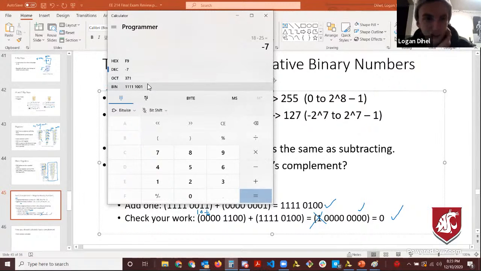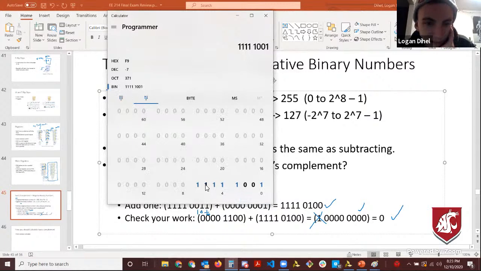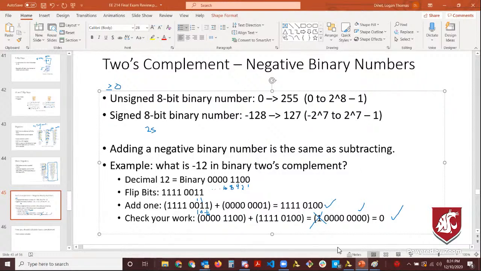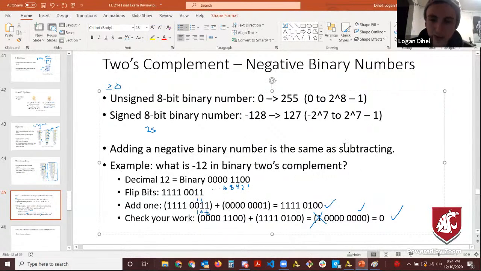So I encourage you guys to use this to check your work. You also have this mode, which lets you flip the bits individually, which is kind of cool. You can see exactly how they change. And if you have a Mac, I'm sorry, I don't know how that works.